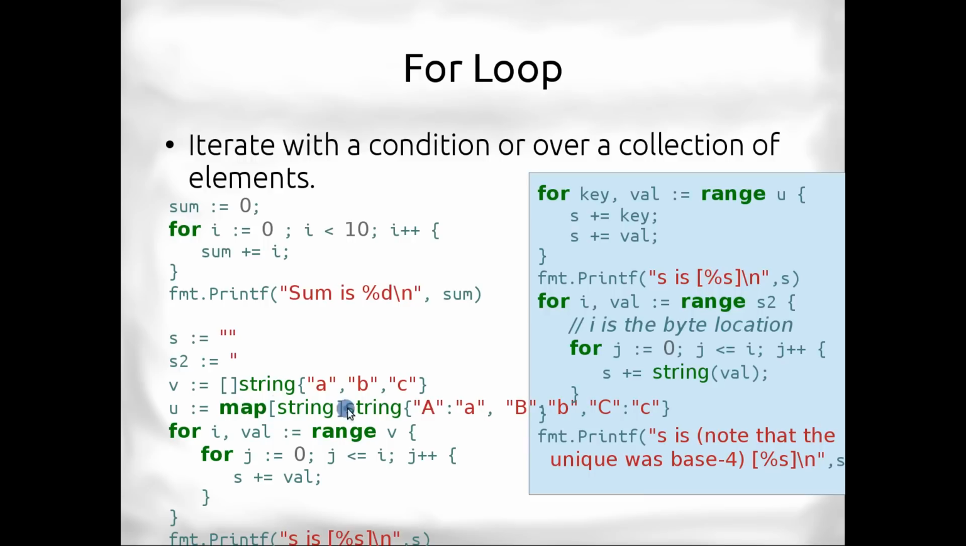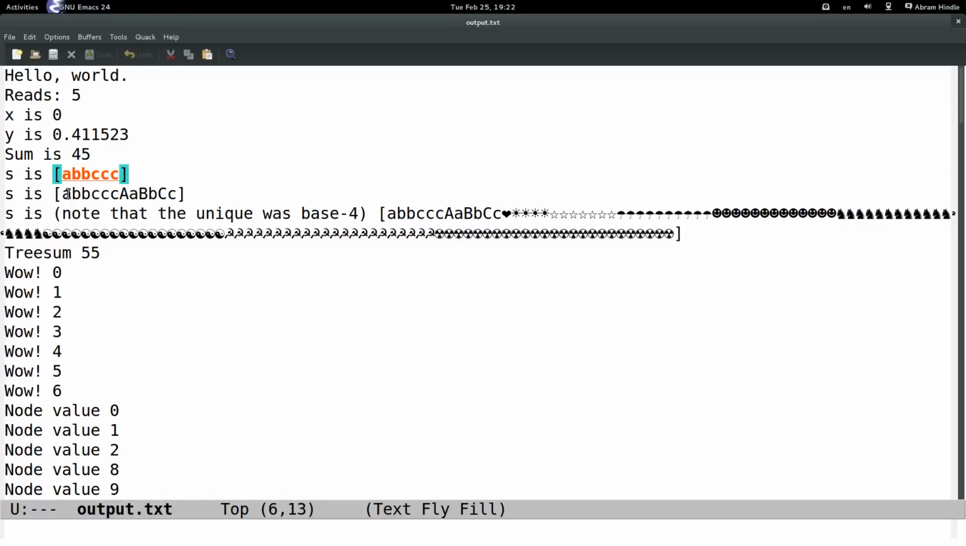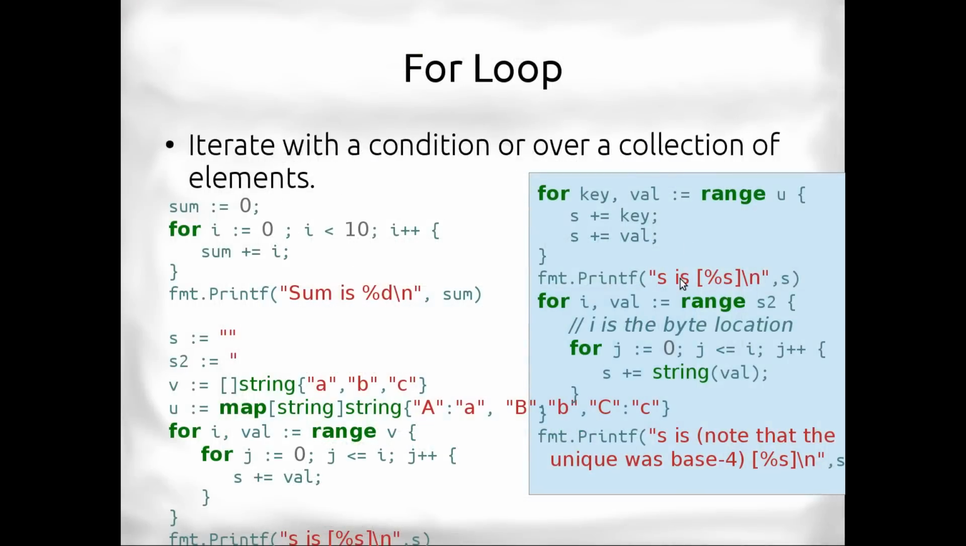Okay? So we can also iterate over more complicated collections like maps. So with a map, our range will give us the key value pairs. So here we take the string s and we concatenate key and value to it. So what happens is we've got the old string right there, but then it goes key, value, key, value, key, value. Okay? So we can iterate over collections that way, which is pretty nice.